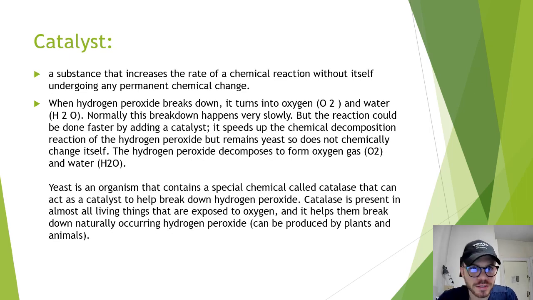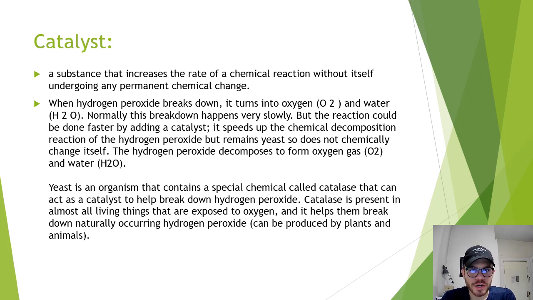What is a catalyst? A catalyst is a substance that increases the rate of a chemical reaction without itself undergoing any permanent chemical change. When hydrogen peroxide breaks down, it turns into oxygen and water. Normally, this breakdown happens very slowly, but the reaction could be done faster by adding a catalyst, which speeds up the chemical decomposition reaction of the hydrogen peroxide, but it remains yeast, so it does not chemically change itself. The hydrogen peroxide decomposes to form oxygen as gas, as we said, and water.